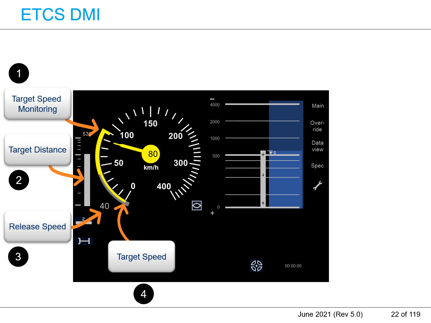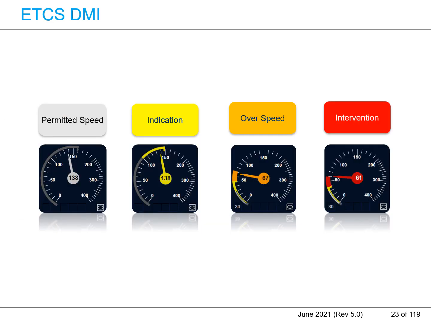For the end of authority location, the target speed is 0. The circular speed gauge and the speed pointer can indicate 4 colors: gray, yellow, orange and red. The gray circular speed gauge indicates the current permitted speed. The yellow circular speed gauge indicates the onboard unit monitors the speed reduction.